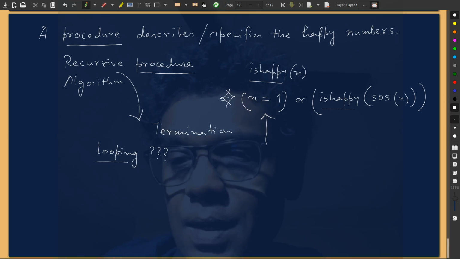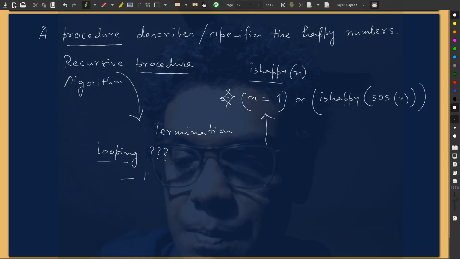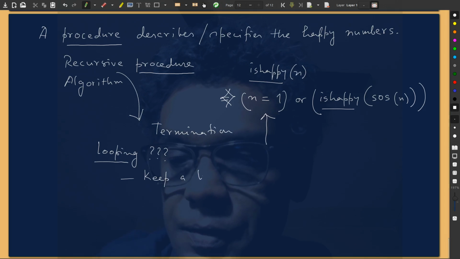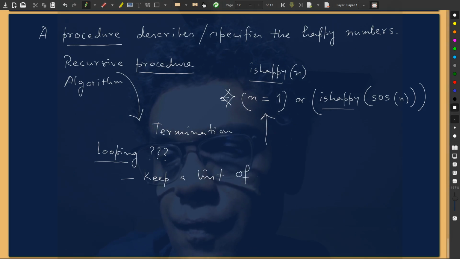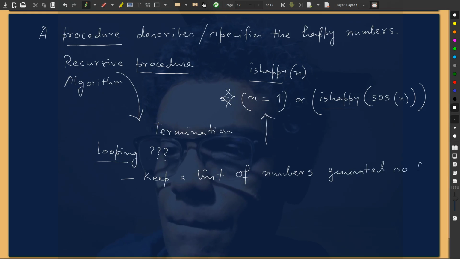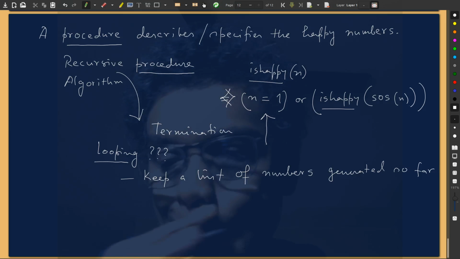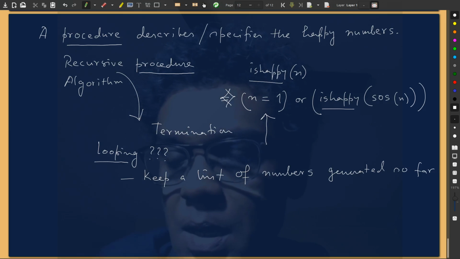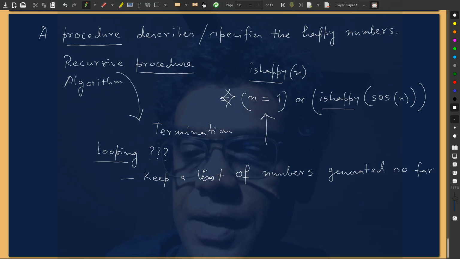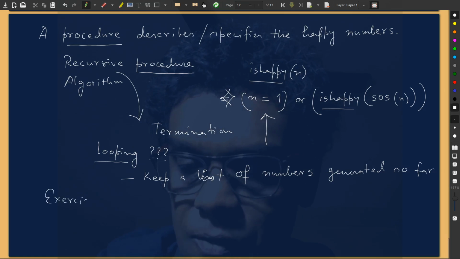Definitely we can actually keep a list of numbers generated so far. And whenever you get a new number using the sum of squares thing, you can find out: this is generated already, so we have entered a loop. Now I leave it to you as an exercise, not so difficult.